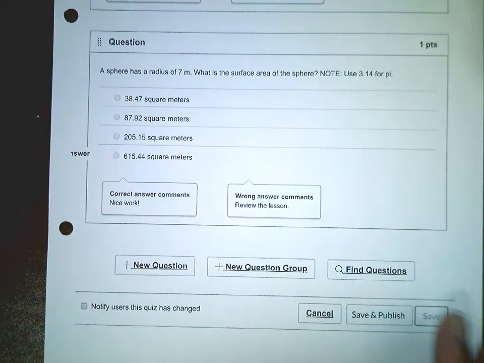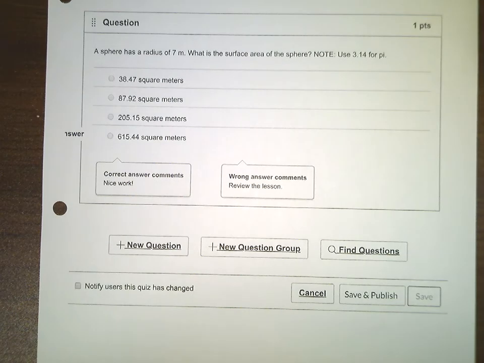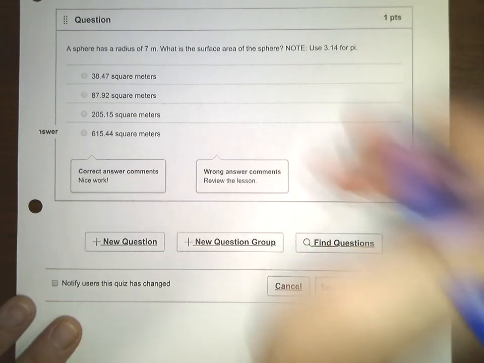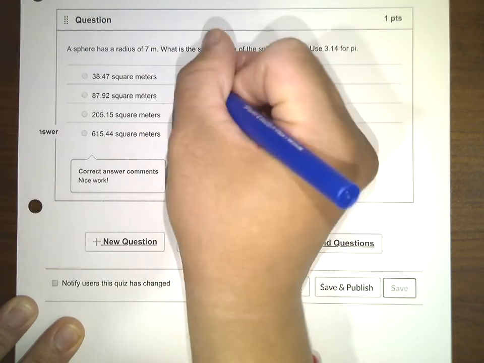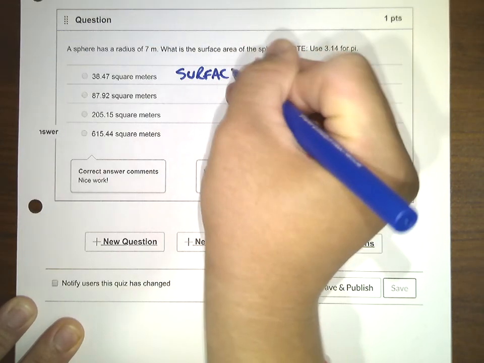All right, one last problem for us today. So here it is, and hopefully you really enjoy this last one here. A sphere has a radius of 7 meters. What is the surface area of the sphere? All right, so the surface area of a sphere here.